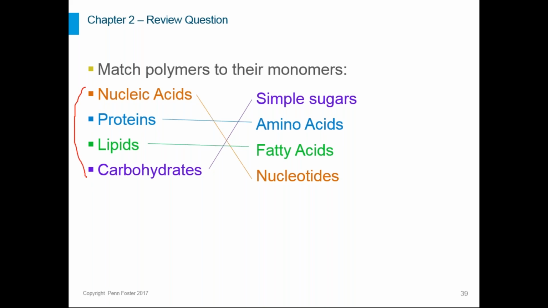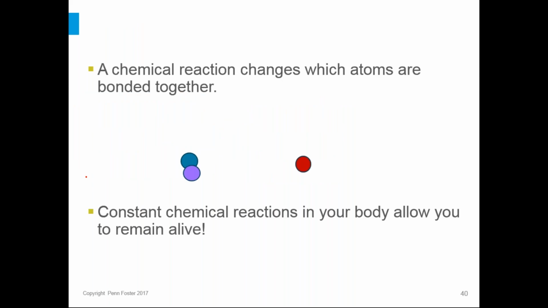Okay, so let's go on to the last section of the chapter, which is section 4. Okay, so as we learned in section 1 of this chapter, there are only 92 elements found in nature, but they can combine together in millions of different ways to make chemical compounds, making all of the different chemicals that exist. A chemical reaction alters those chemicals by changing which atoms are bonded together. Constant chemical reactions in your body allow you to remain alive.